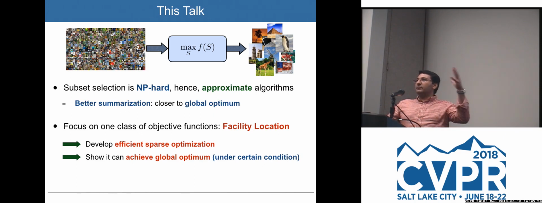he talked about a very big class of methods. I'm going to now focus on a particular class of objective functions called facility location. Then I'm going to talk about how we can develop efficient techniques to solve this facility location that can actually, under certain conditions, achieve the exact global optimal solution.